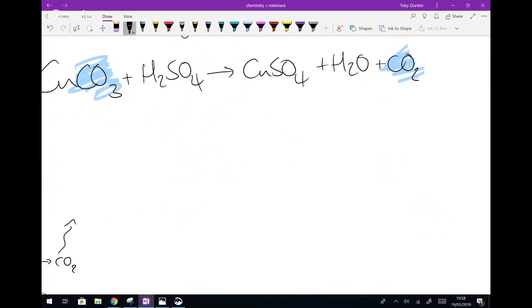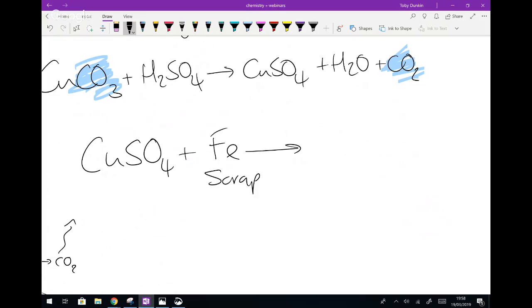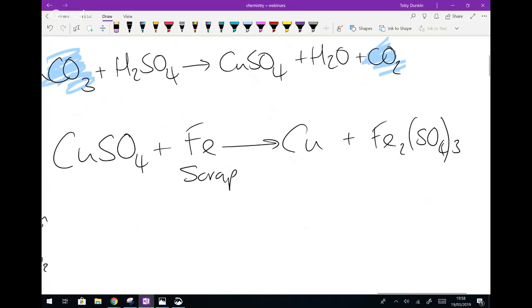Now I can do a second reaction. I take the blue copper sulfate and I add scrap iron. And because scrap iron's cheap, it costs next to nothing, really. And I now make copper metal and iron 3 sulfate. Now that is iron 3 plus, that's SO4 2 minus. So that requires 2 brackets 3. I'm going to make iron 3 sulfate.